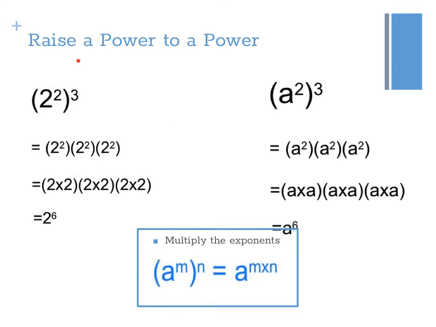The third rule we're going to look at is raising a power to a power. So this 2 squared is to the power of 3. It means I have 3 of these. 2 squared, 2 squared, 2 squared. In expanded form, that's 2 times 2, 2 times 2, 2 times 2. And you can see then I end up having 1, 2, 3, 4, 5, 6 2's, 2 to the 6. So if we look back to our original expression, it's 2 and a 3. So we ended up multiplying those exponents. So the rule then is when you raise a power to a power, we need to multiply the exponents.